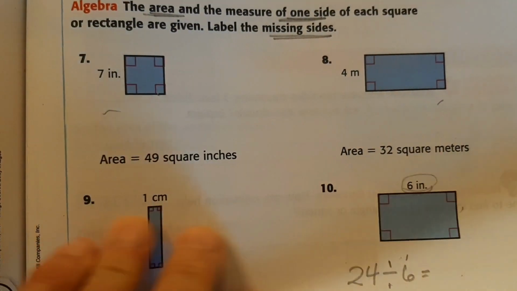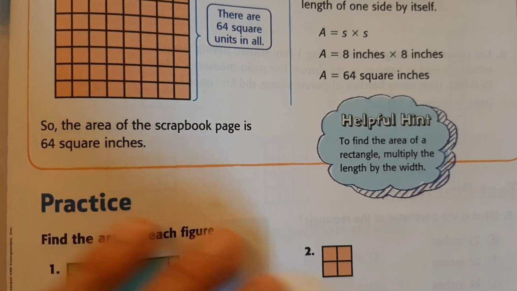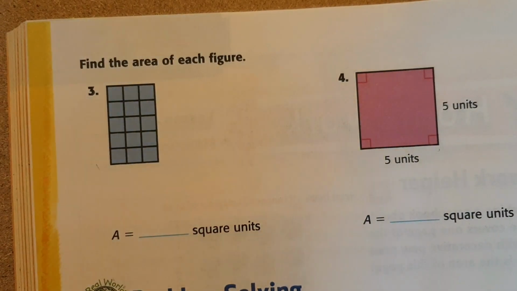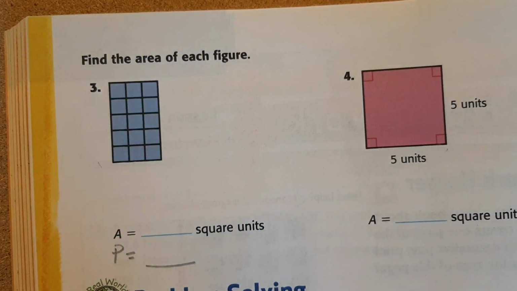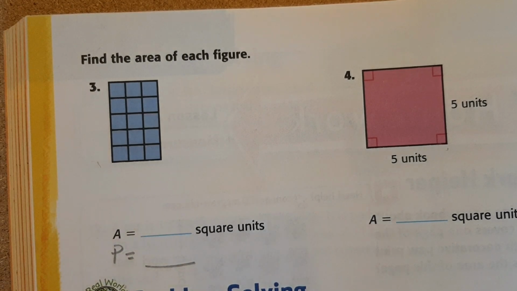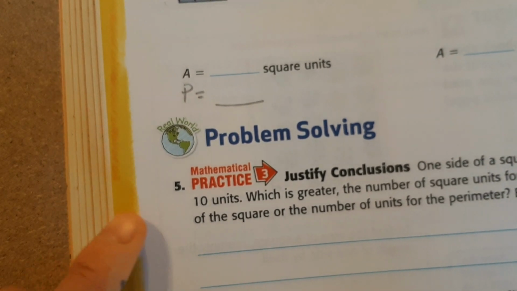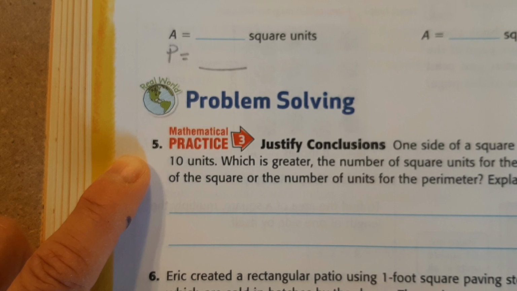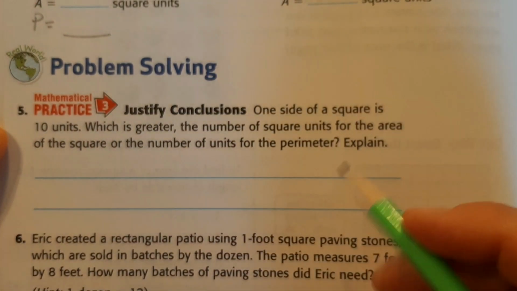All right? Now I want to point out a couple of things on page 850. This is the other page you're doing. Same thing, find the area of each figure. If you want to find the perimeter, that would be great. Now, take a look at number 5. You need to draw a picture for this. You're going to have to find the area and the perimeter. So over here, you're going to draw a square.